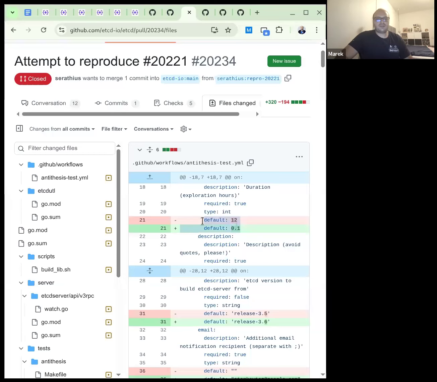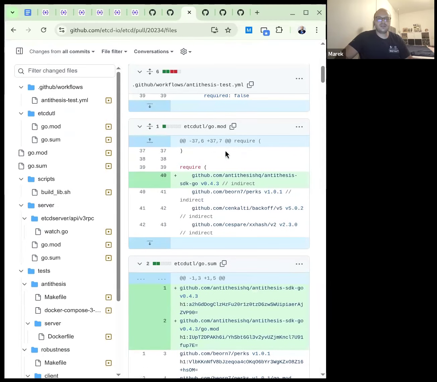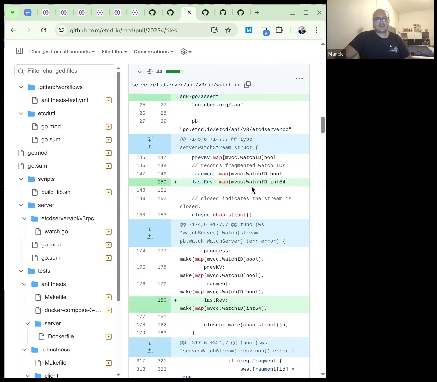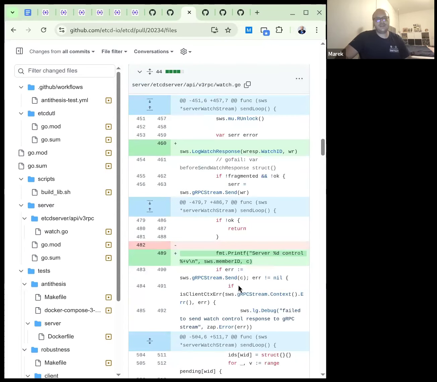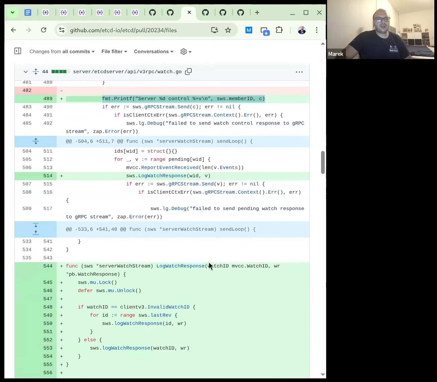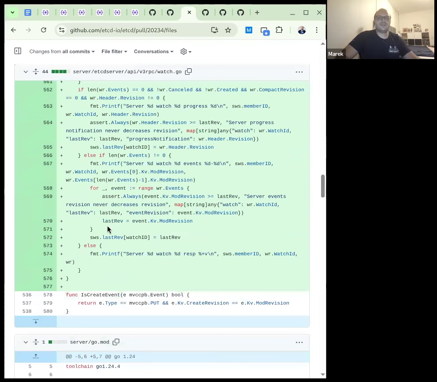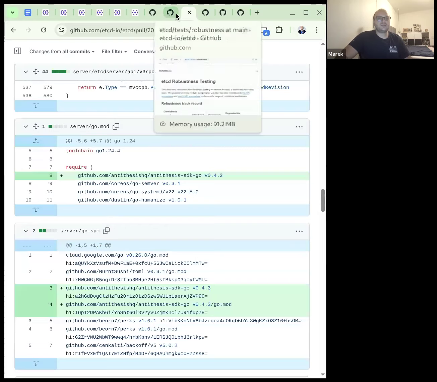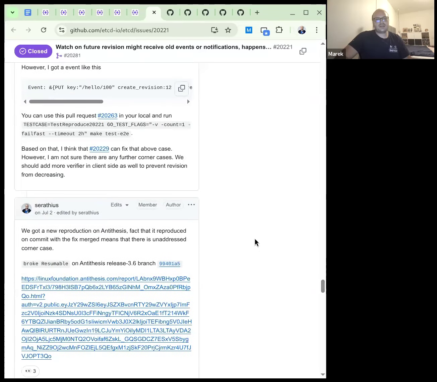So for example, change the things that don't matter to shorten the test, make it run on a specific release, add some configuration, add additional logging, and run it again and again. In this case, this is a branch that I ran against Antithesis. I added a lot of additional logging and assertions to give more context and more precise reports. That's the high-level way.